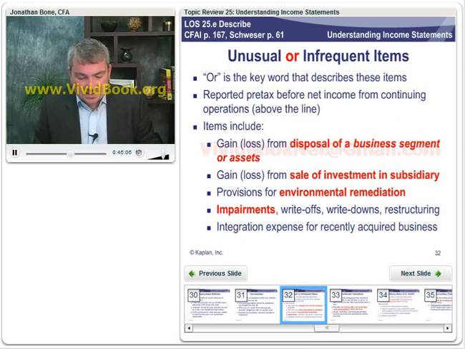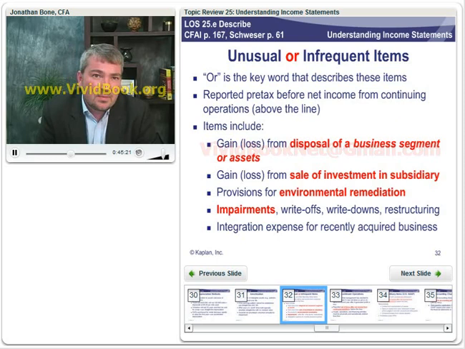Our next LOS asks us to discuss unusual or infrequent items, discontinued operations, extraordinary items, and accounting changes. So let's start off with our unusual or infrequent item. Remember, these are above the line, above the tax line. As a result, they're reported gross, and any tax on these items is included in your provision for income tax. Now, these items have to be unusual or infrequent. So unusual to our day-to-day business operations, or very infrequent, but not both. And we get some guidance on what to include.